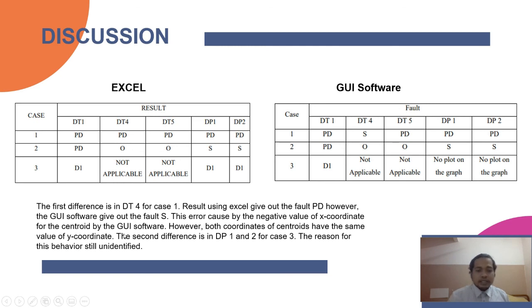The second difference is in DP1 and DP2 for case 3. In Excel we obtain that DP1 for case 3 identified D1 as the fault, and DUVAL pentagon 2 also gives D1 as the fault. However, the GUI software cannot plot any dot on the graph for DUVAL pentagon 1 and DUVAL pentagon 2.